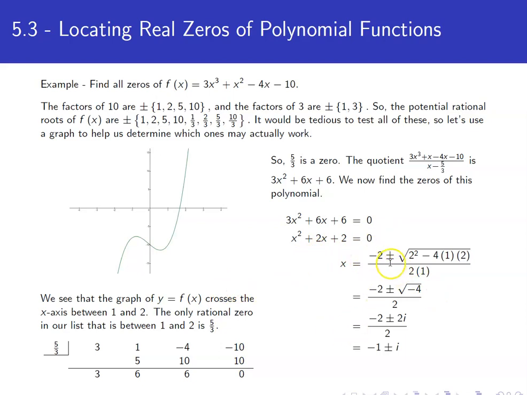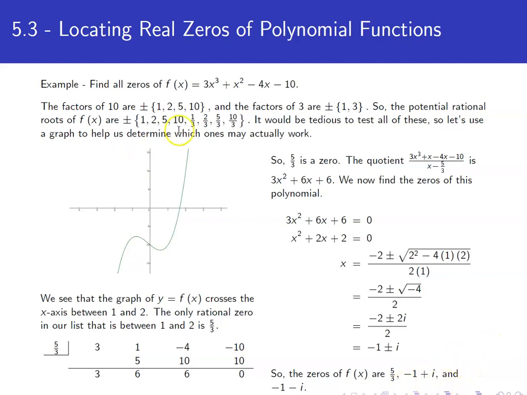So we get negative 2 plus or minus the square root of 2 squared minus 4 times 1 times 2, all over 2 times 1. So we get negative 2 plus or minus the square root of negative 4, over 2. The square root of negative 4 is the same thing as 2i. So we get negative 2 plus or minus 2i, over 2, or if we factor out a 2 and cancel, we get negative 1 plus or minus i. So we get 3 zeros here. The 3 zeros are 5/3, negative 1 plus i, and negative 1 minus i.